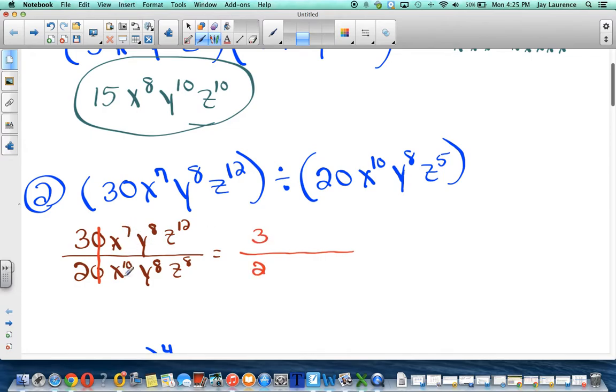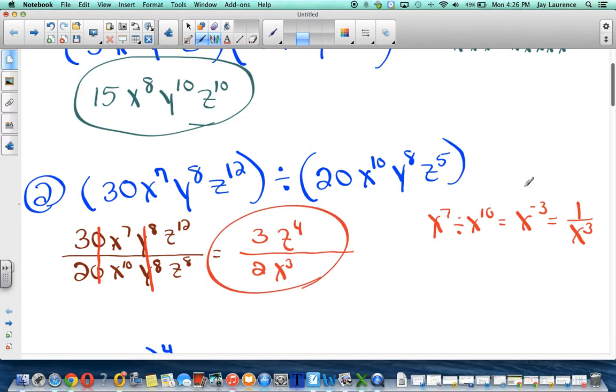Okay, x to the 7th divided by x to the 10th. Well, that's going to be an x cubed in the denominator. Now, by the way, if I did it this way, x to the 7th divided by x to the 10th, couldn't I get x to the negative 3rd? And a negative exponent means to use the reciprocal, and so wouldn't that be 1 over x cubed? And look, my x cubed is in the denominator. Just another way to think about it. All right, y to the 8th divided by y to the 8th, they're going to cancel out. And z to the 12th divided by z to the 8th, that would be a z to the 4th in the numerator. And there you go.